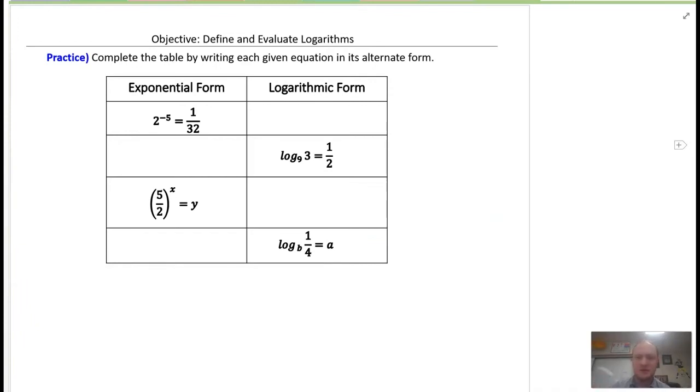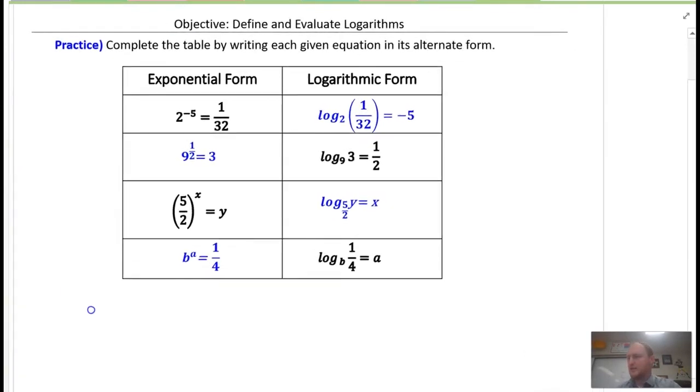Okay, so I'll assume that you have tried these. Here is the solutions. See if you got them right.